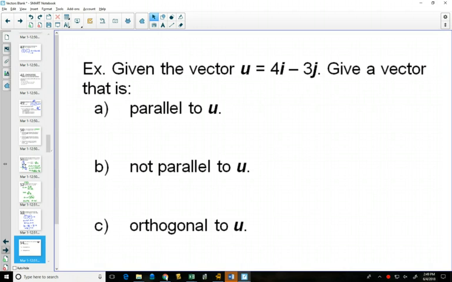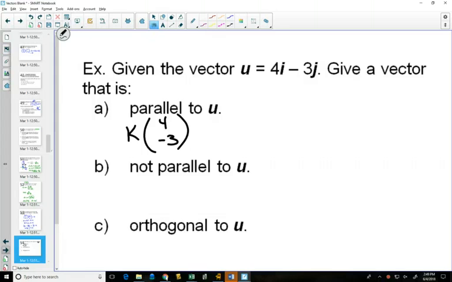Given the vector 4, negative 3, give a vector that's parallel to it. You have to give a vector that's parallel, so it has to be in the same direction as 4, negative 3. Any multiple in front will do that. So I can pick any value for k. If I choose k as 2, I get 8, negative 6.